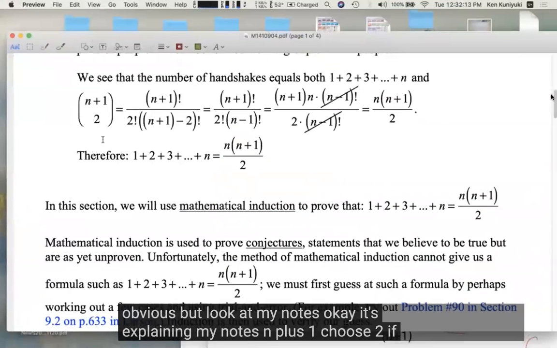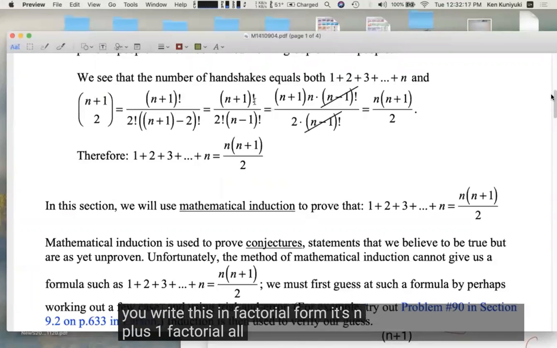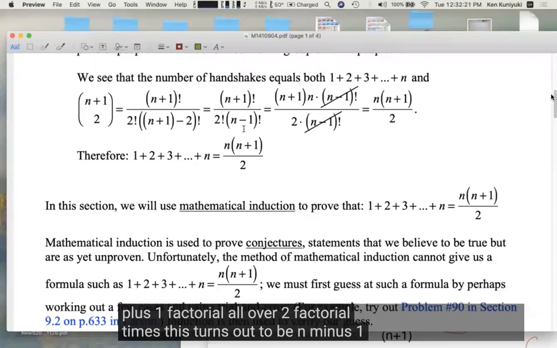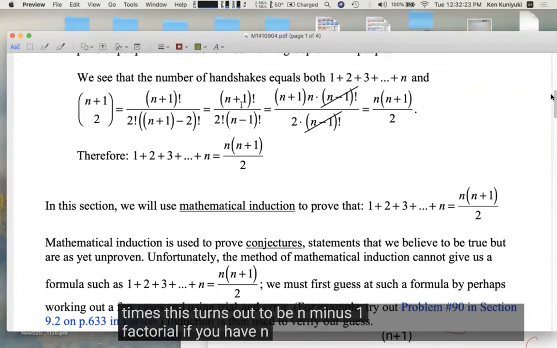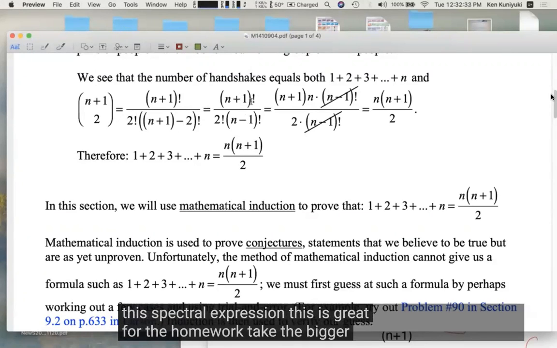N plus 1 choose 2. If you write this in factorial form, it's n plus 1 factorial all over 2 factorial times n minus 1 factorial. If you have n plus 1 runners in a race, 2 of them win, the other n minus 1 lose. Now, how do you simplify this factorial expression? This is great for the homework. Take the bigger factorial and start unraveling it until you get a great cancellation.